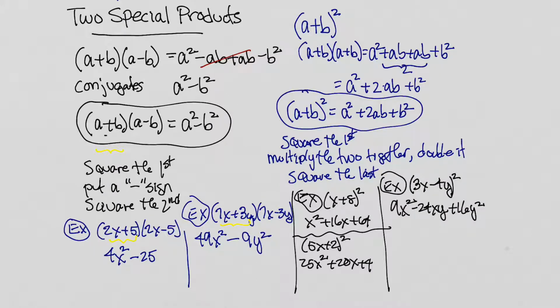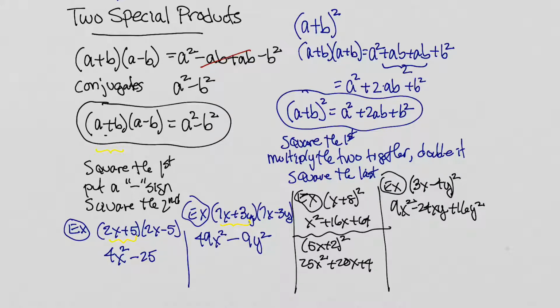These show up a lot. These conjugates show up a lot, and squaring a binomial shows up a lot. So we want to be able to just look at it and talk our way through these patterns. If you have conjugates, you've got a pattern. If you have squaring a binomial, you have a pattern. You just want to talk your way through the pattern and then write the expanded form.